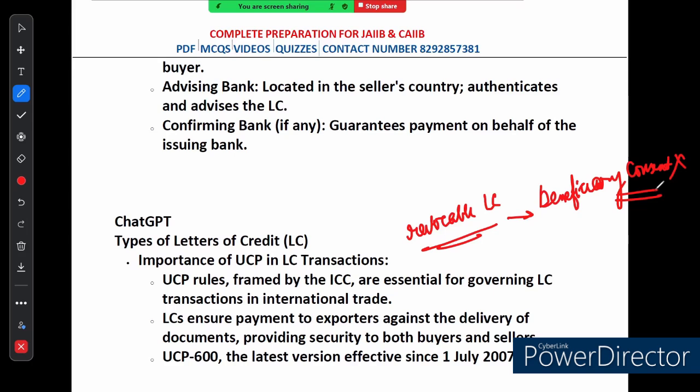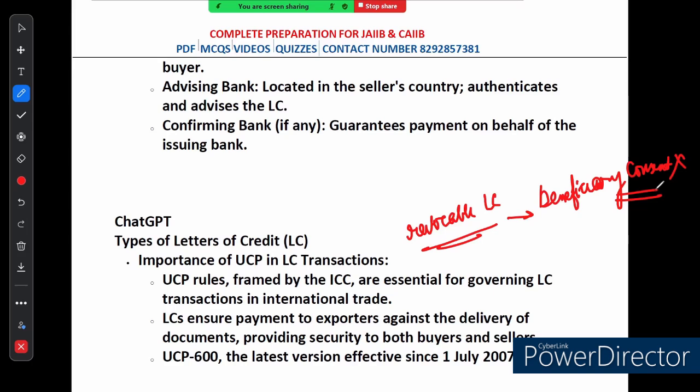So this type of LC can be amended or cancelled by the issuing bank at any time without the beneficiary's consent, as long as it has not been used. However, these are rarely used because of their limited value. If the seller presents the documents before the cancellation notice, the issuing bank still has to pay, right? So this is about the revocable LC. As the name suggests, it can be revoked, but the issuing bank cannot revoke it if the seller presents the documents before the cancellation notice. Then it cannot be revoked.